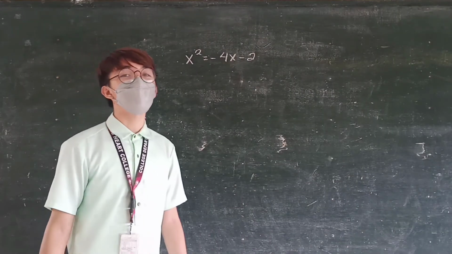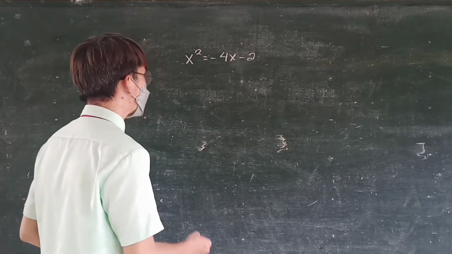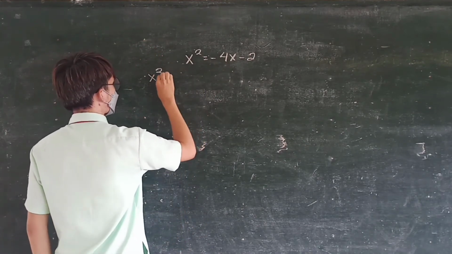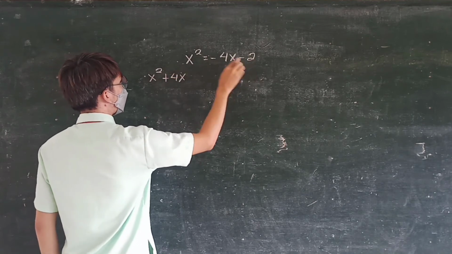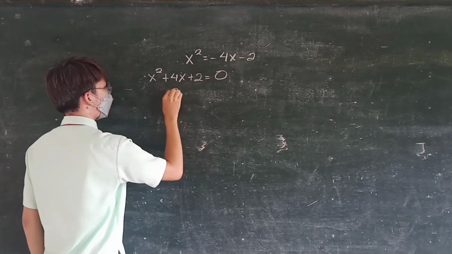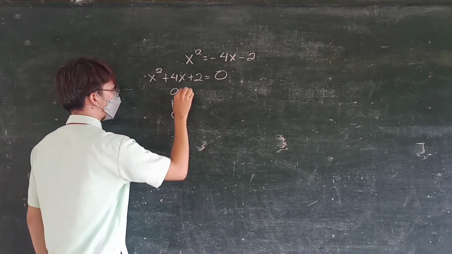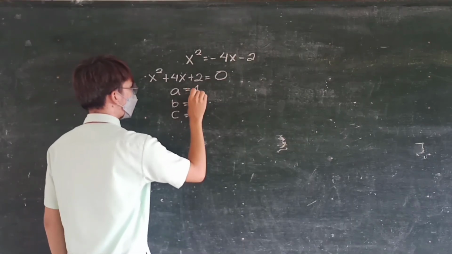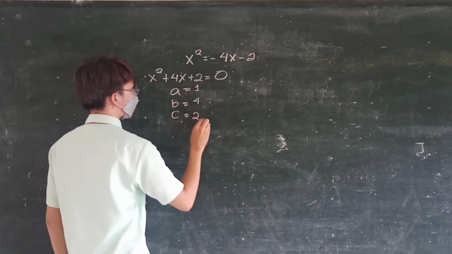We have x squared equals negative 4x minus 2. So let's write this into its standard form. We have x squared, transpose, we have positive 4x, transpose negative 2, it becomes positive 2, equals 0. Next, identify the values of a, b, and c. A is equal to 1, b is equal to 4, and c is equal to 2.